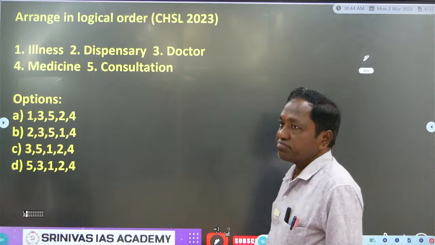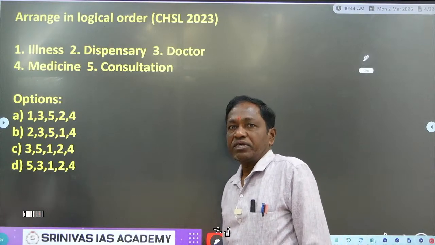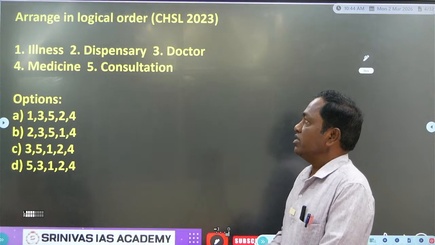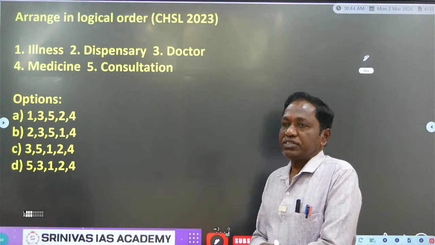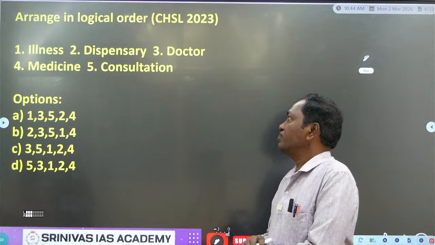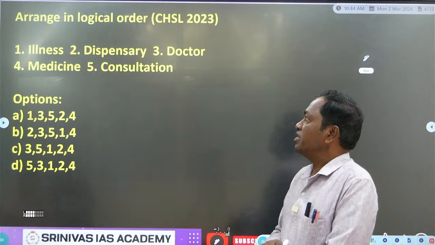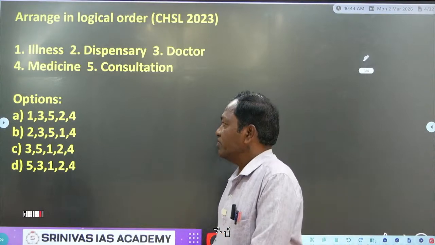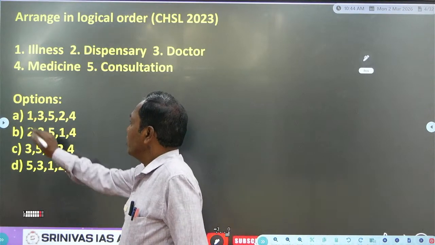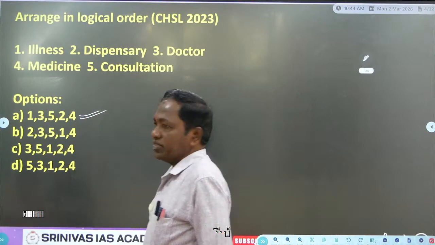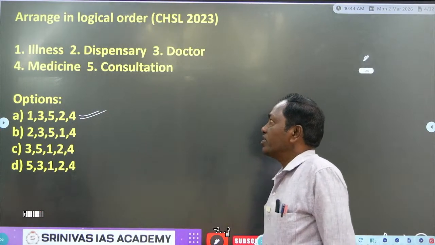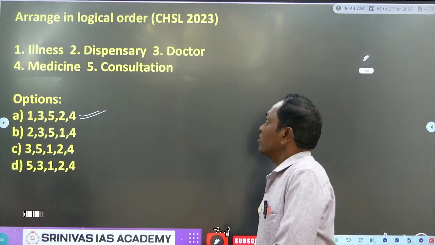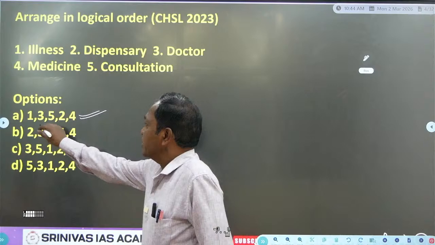Next, we can see this one. What are the options? Illness, dispensary, doctor, medicine, consultation. Which one will happen first? Illness. You can see number 1, so we already have the answer. After the illness, what happens? We consult a doctor. Doctor, 3. So the 3 is there.